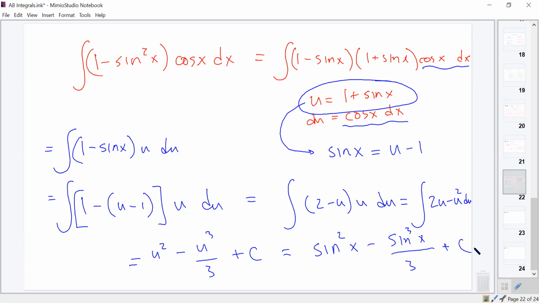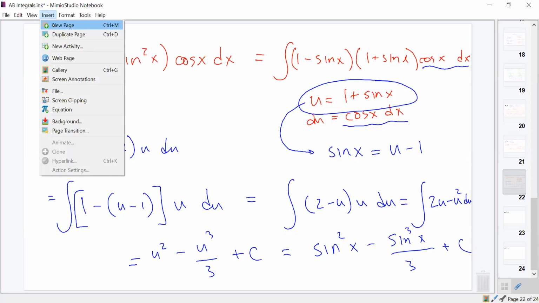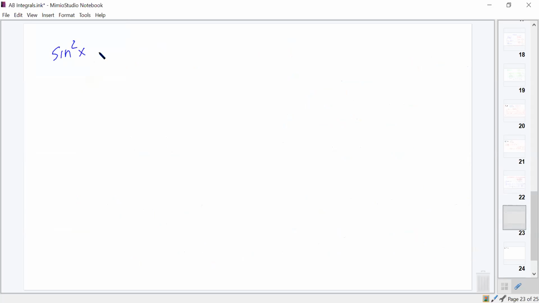And if we note, this is very different looking than what we had before, right? This sine squared x, was it minus or plus? Minus sine cubed x over 3 plus some constant. And when we had done it previously, what did we end up with as our answer? We'd ended up with just sine x minus sine cubed x over 3 plus some constant. True? You guys agree with that? Yeah. Okay. All right.